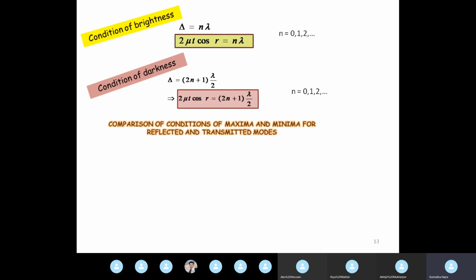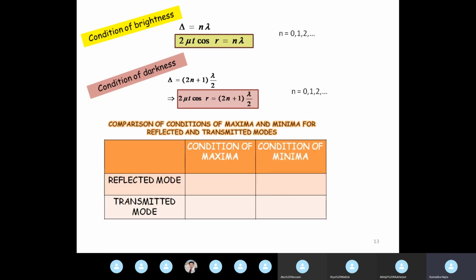So now we will compare the conditions of maxima and minima for the reflected and the transmitted modes. I've just drawn a table so that you can see at one glance what the conditions of maxima and minima are in the case of reflected and transmitted modes. We know that the condition of maxima in the case of reflected mode is 2 mu t cos r equal to (2n plus or minus 1) lambda by 2.